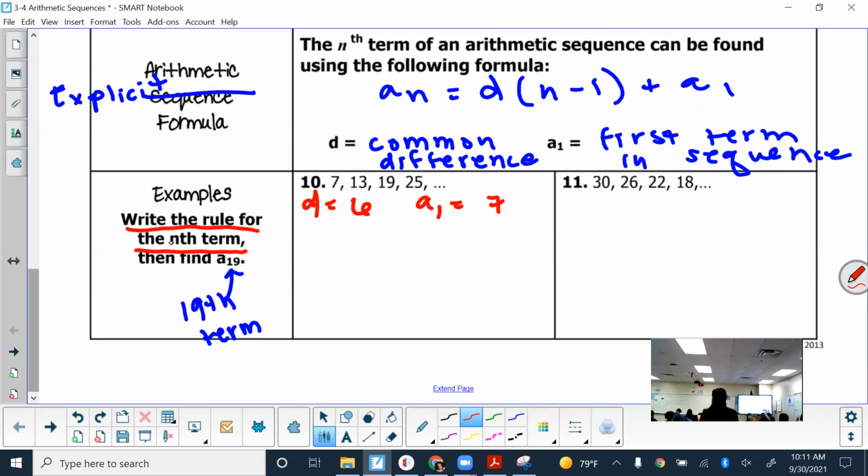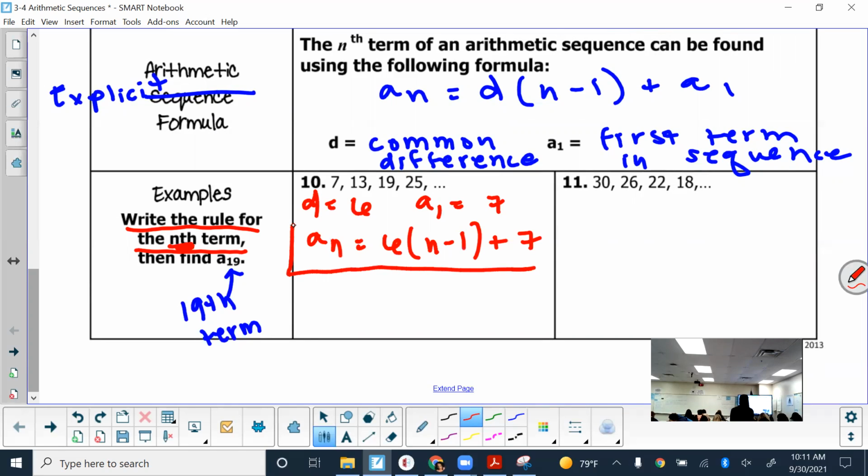So since we're writing the rule for the nth term, we can leave the n's there. The d will be replaced with 6, parentheses, n minus 1, close parentheses, plus the a sub 1, which we said is 7. All right, I'm going to box that up because that's the rule that it wanted. So that's part of my answer.